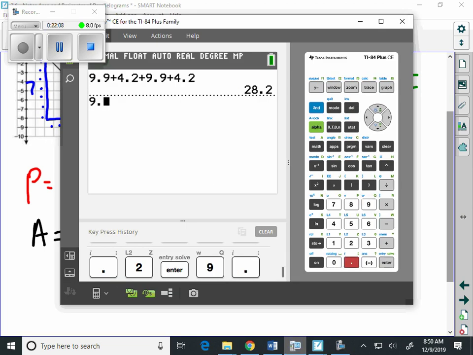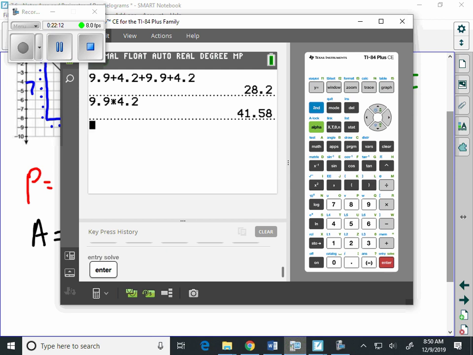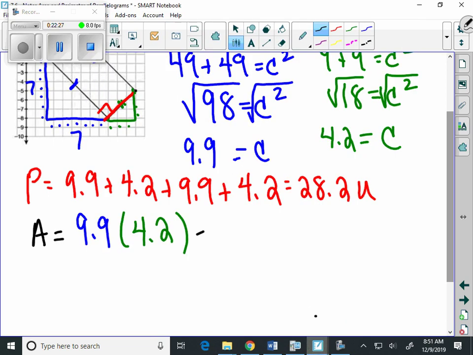And we're going to multiply these two together. 9.9 times 4.2 gives us 41.58. When we round here, we're looking at the 8 to determine what to do to the 5. Since 8 is 5 or higher, I'm going to round that and call it 41.6 units.